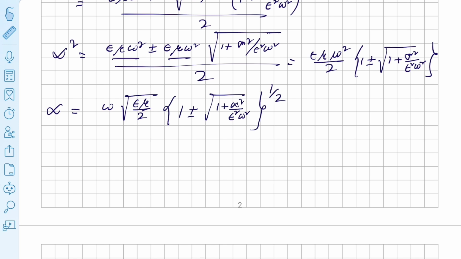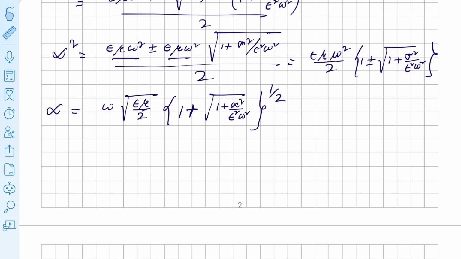So what does it mean? Here you see, this part is obviously greater than 1, right? If it is greater than 1, then we cannot take the negative here, otherwise it will be imaginary. Alpha should be a real number here. That's why we're going to take the positive only, though we are getting plus minus here. Hope you have understood this, right?